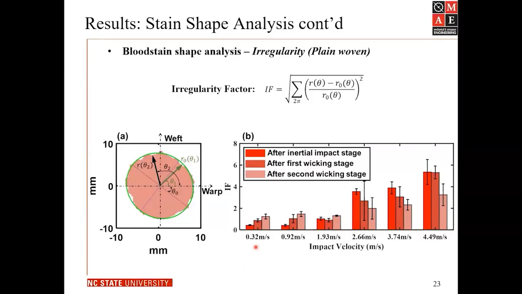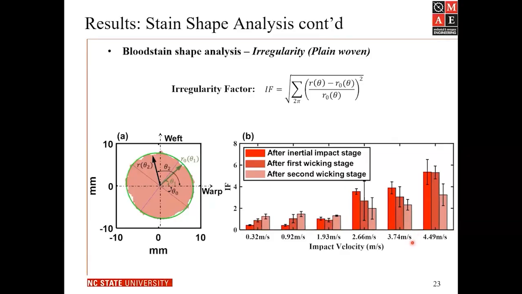If we look at the impact velocity, we can see at our very low velocity, our first bar here is right after impact, and we can see that it has an irregularity factor very close to 1. With time, it becomes less regular because it's wicking into the structure, and that's controlled by the wicking properties of the fabric.